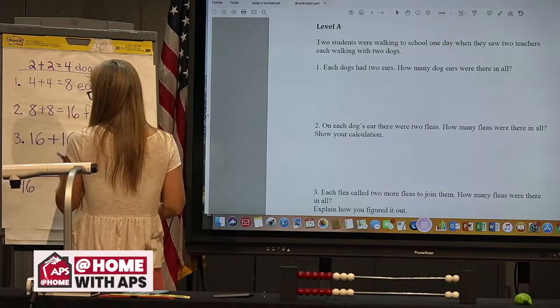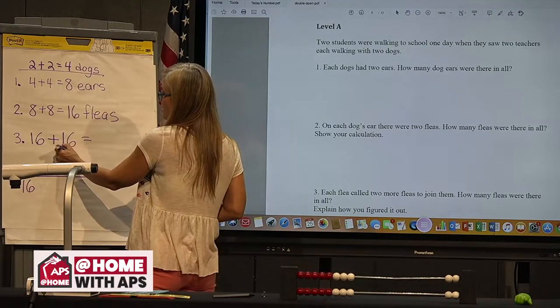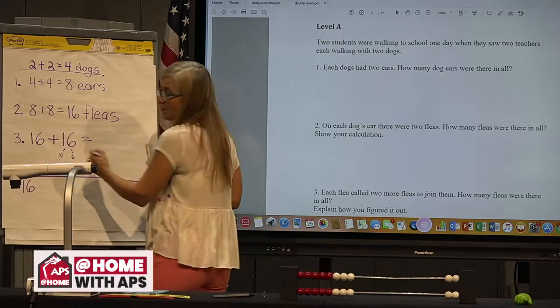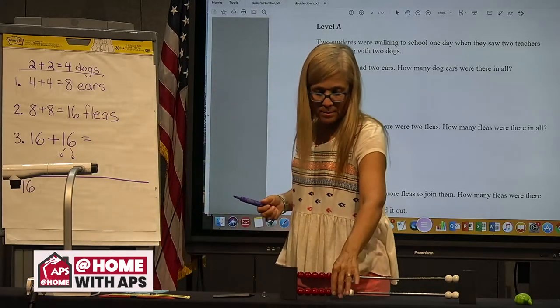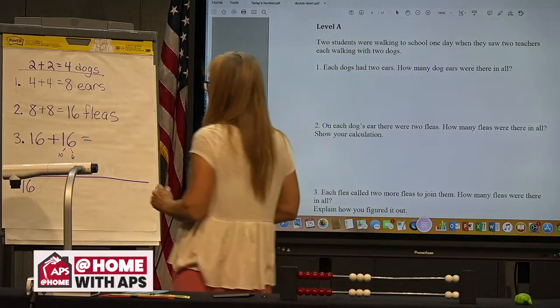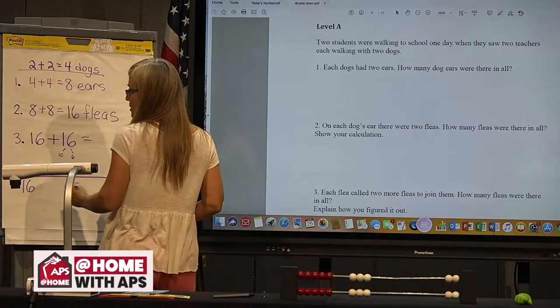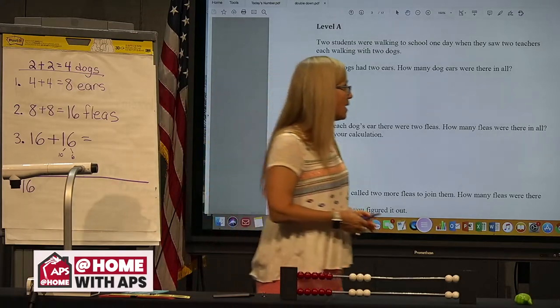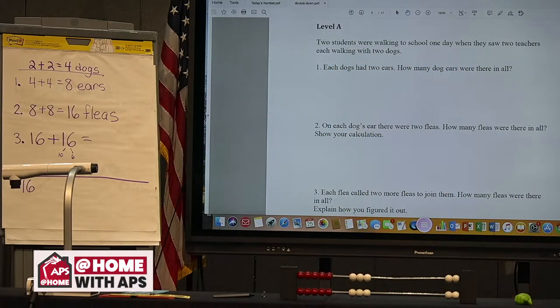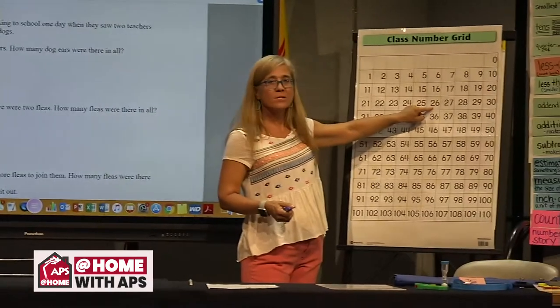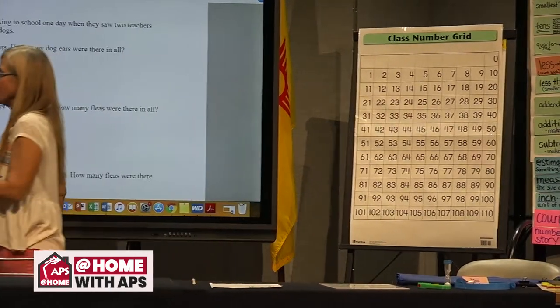So if we have 16, and I know that 16 is made up of a 10 and a 6, right? Because we just talked about that. 16 is a 10 and a 6. So if I add the 10 on my number line, so 16 plus a 10, and we've been practicing counting that way, right? 16 and another 10, 26.